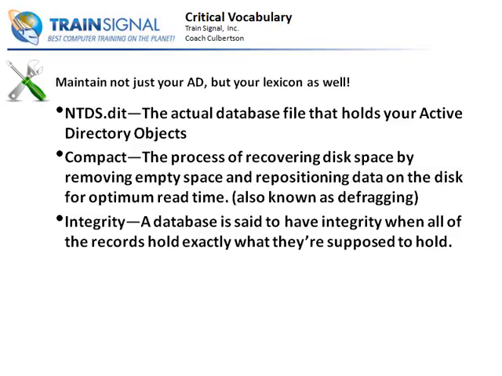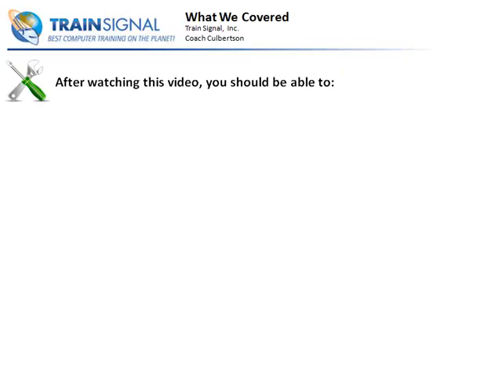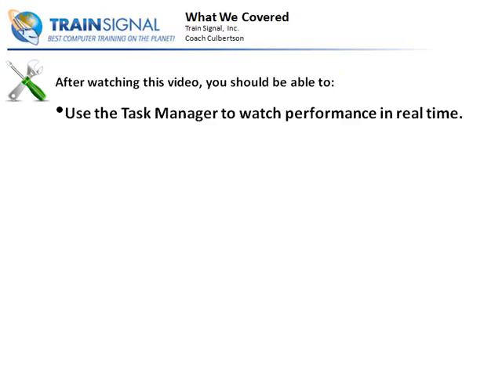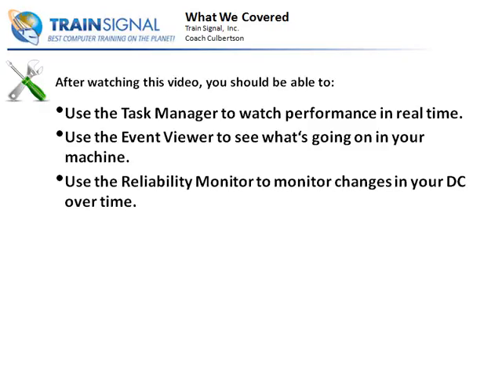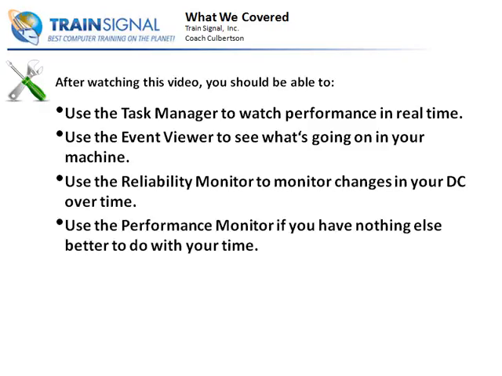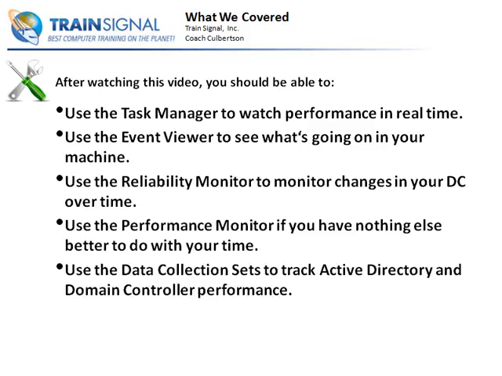Okay, all right, so moving on here, let's talk about what we should be able to do after watching this video. You should now be able to use the Task Manager to watch performance in real time. Use the Event Viewer to see what's going on in your machine. Use the Reliability Monitor to monitor changes in your domain controllers over time. We showed you briefly how to use the Performance Monitor, and generally, like I told you earlier, there are better tools out there, and you're probably going to use this if you have nothing else better to do with your time and you have no other tools available to you. Again, you should be able to use one of my new favorite tools, the data collector sets, to track Active Directory and domain controller performance. Those, again, are some of my favorite tools nowadays.